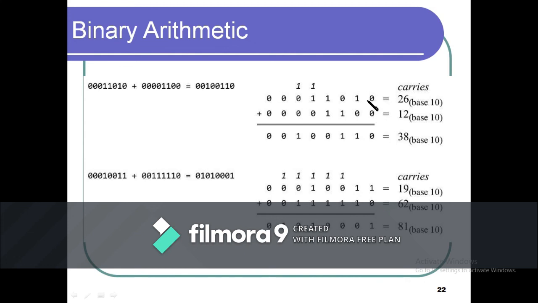There is an example taken. 0 plus 0 is 0, 1 plus 0 is 1, 0 plus 1 is 1, 1 plus 1 is 0 and a carry will be generated for the next bit. Then 1 plus 0 is 1, and 1 plus 1 again generates a carry for the next bit, 0 plus 0 is 0, and the carry generated comes here as it is. Next is 0 plus 1. Here we have taken different types of examples.